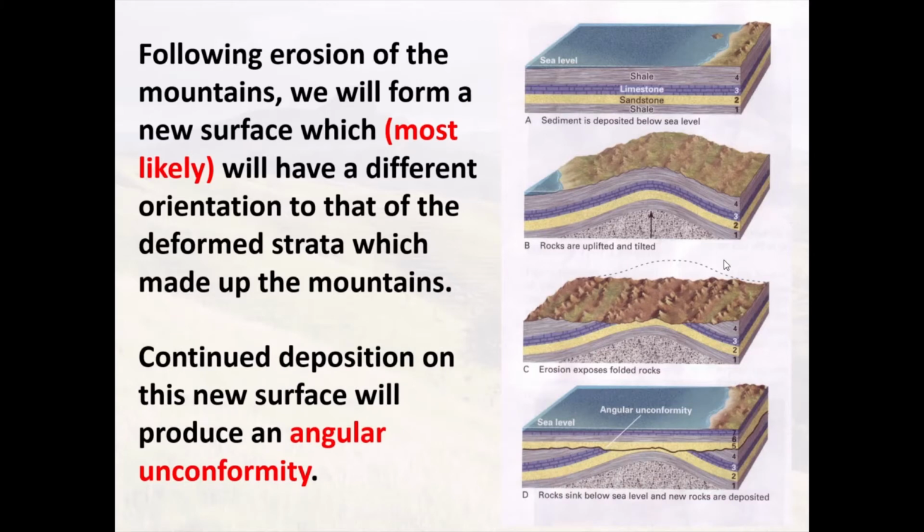And then continued deposition, maybe during a period of sea level rise or something like that. Continued deposition on top of this denuded surface means that we'll form new horizontally bedded rocks. And the horizontal bedding of those younger rocks and the tilted bedding of the older deformed rocks gives us what we call an angular unconformity. There's an angular difference between the dip of the beds beneath the unconformity and the dip of the beds on top of the unconformity. Okay, so angular unconformities are probably the easiest type to understand.